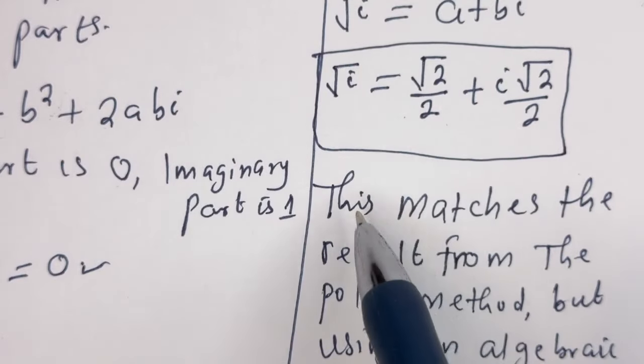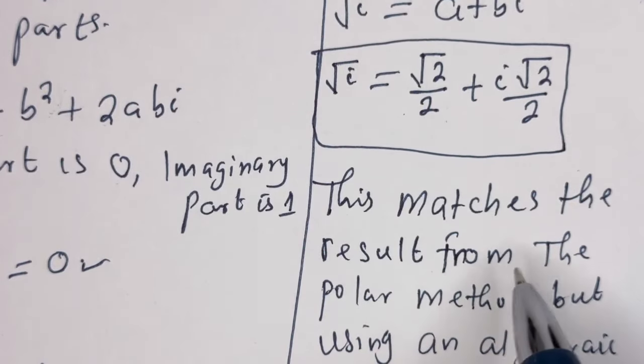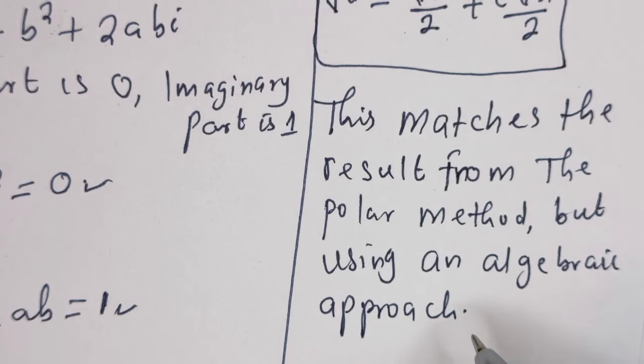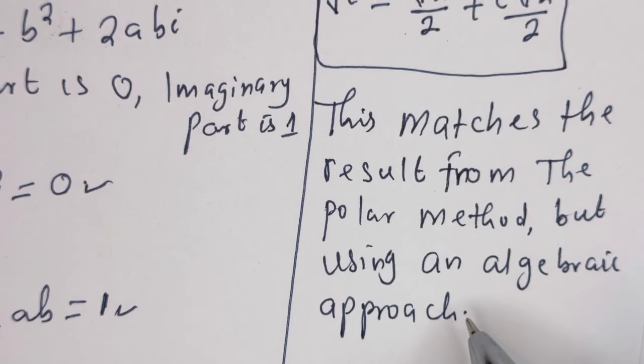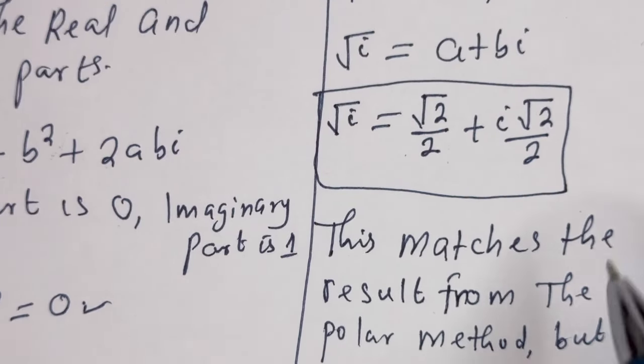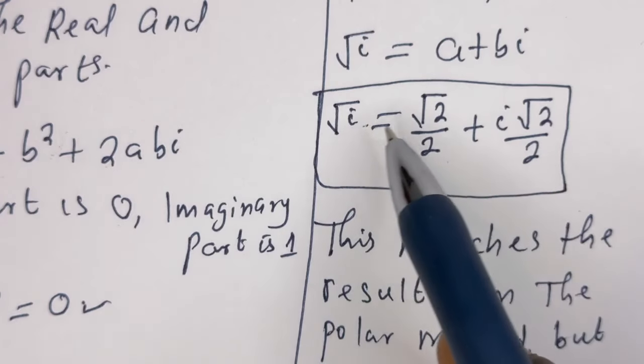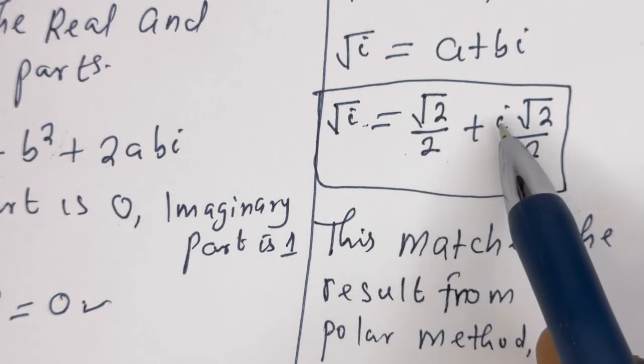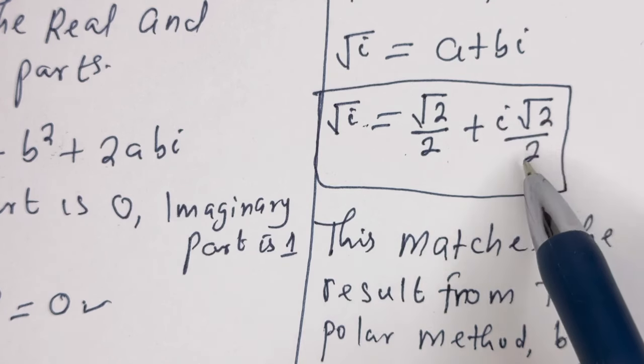Then this matches the result from the polar method, but using an algebraic approach. So you can see that we've used an algebraic approach to solve this problem. That is, square root of i is equal to square root of 2 divided by 2 plus i square root of 2 divided by 2.